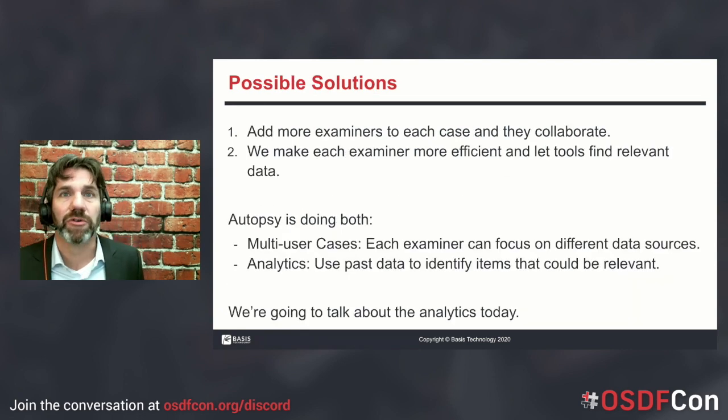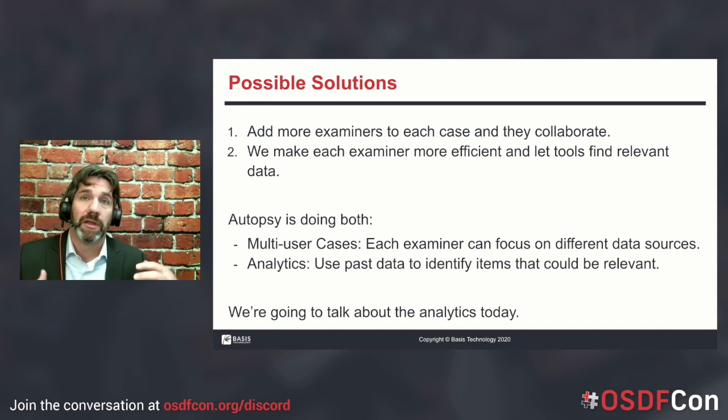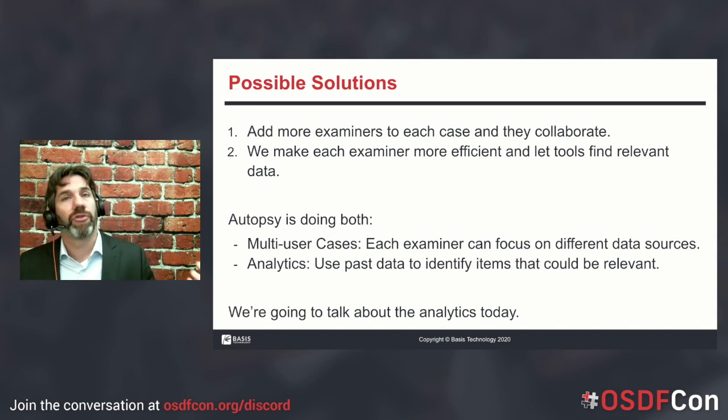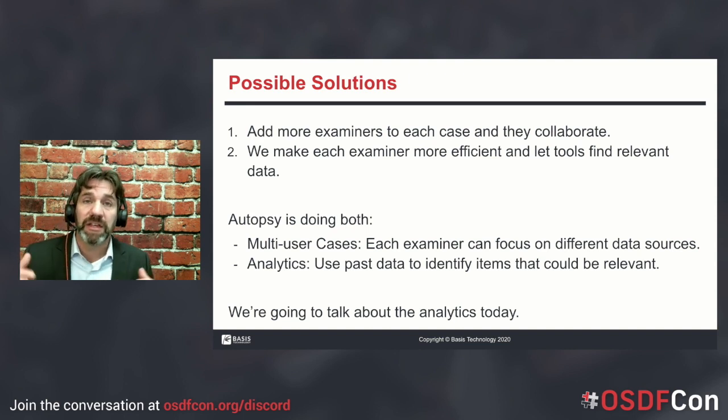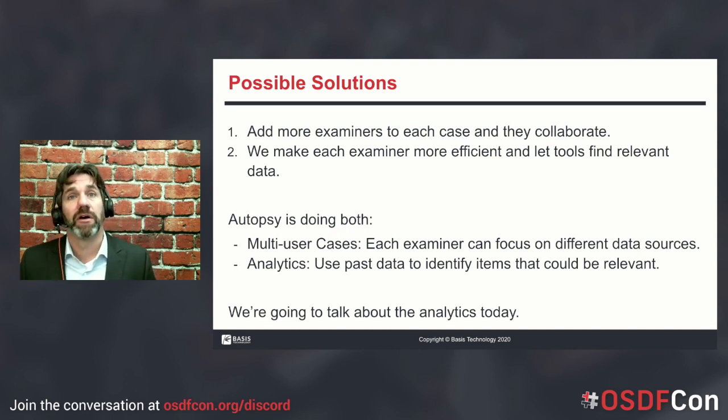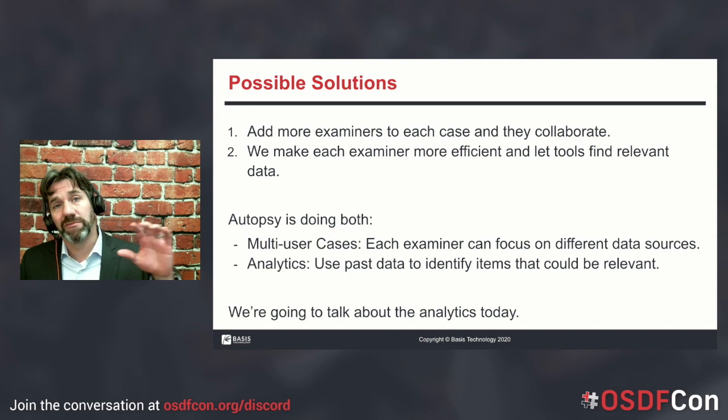So there are two general solutions to this, right? One is you add more examiners to each case. There are more devices, more artifacts, more people, so get them together, collaborate, throw more resources at it. That's one solution. The second is to make each examiner more efficient by bubbling up what's relevant to them and making them see the relevant things and ignore all of the noise that is not relevant. So this is the Autopsy talk.